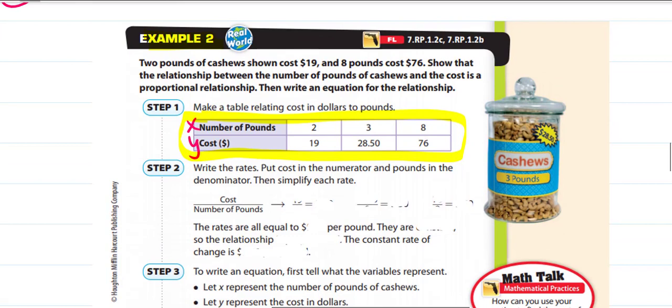Okay? So the 2 pounds of cashews shown cost $19 and 8 pounds cost $76. Show that the relationship between the number of pounds of cashews and the cost is a proportional relationship. Then write an equation for the relationship. So first we're going to have to find if it is a proportional relationship. We're going to do the same thing that we did in the last two examples.